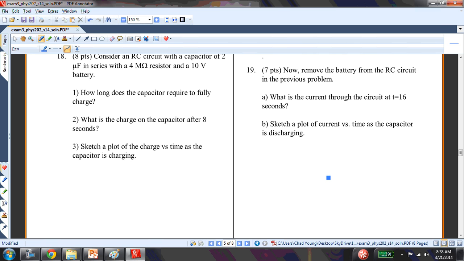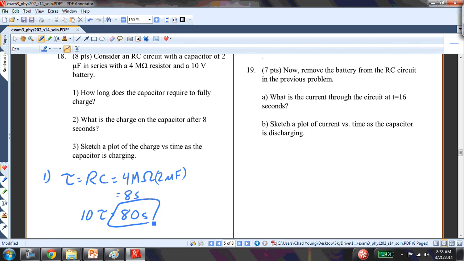So our RC circuit, with these dimensions, how long is the capacitor required to fully charge? Well, 1 tau is equal to RC. That's equal to 4 megohms times 2 microfarads. That's equal to 8 seconds. And so the total time is 10 times tau, which is 80 seconds. So that's the answer to part A, or part 1.